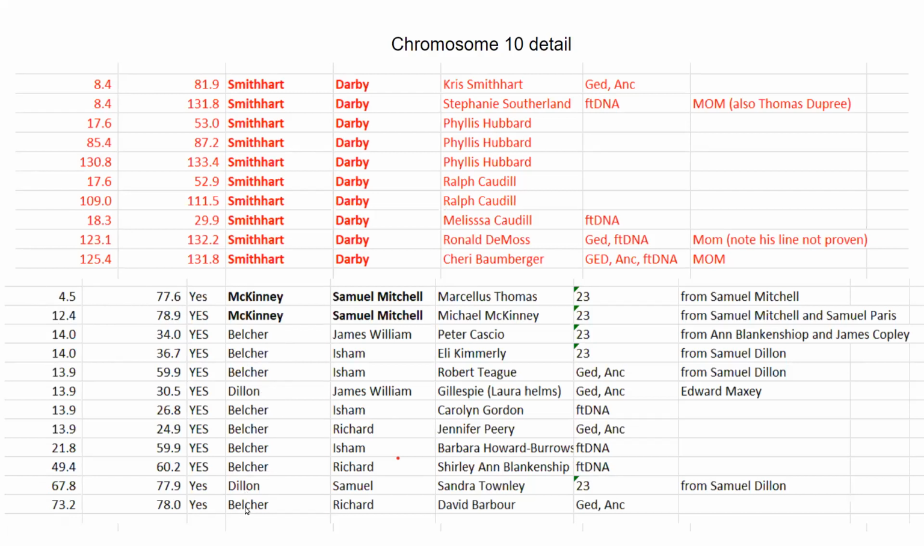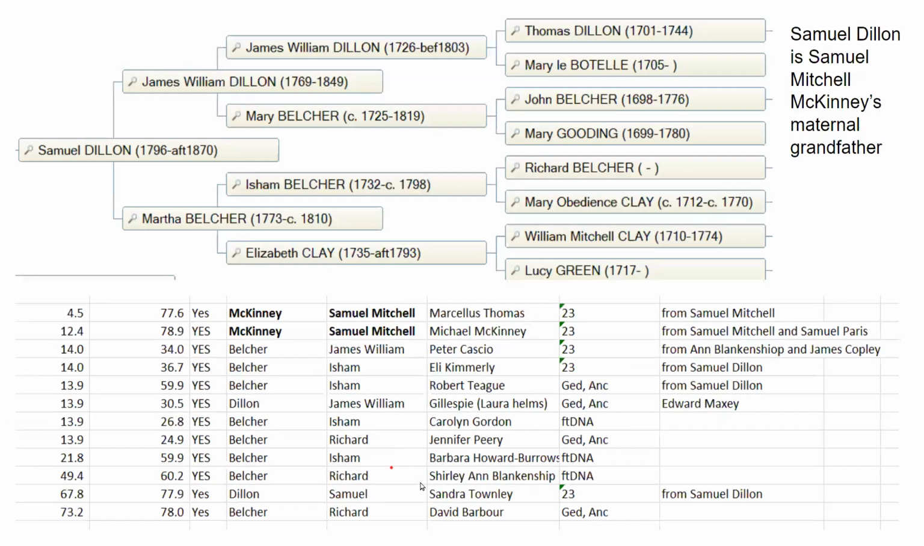But their relationship is different. It's with these people, Belcher and Dillon. Who are they? Well, would you believe that they are Samuel Mitchell Mckinney's ancestors? Samuel Dillon is in fact Samuel Mitchell Mckinney's maternal grandfather. And here are all the Dillons and Belchers that we saw down here sharing their DNA with each other.